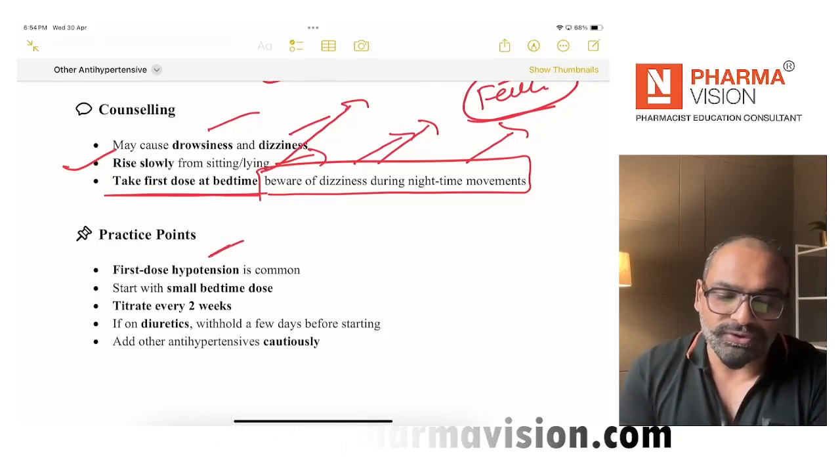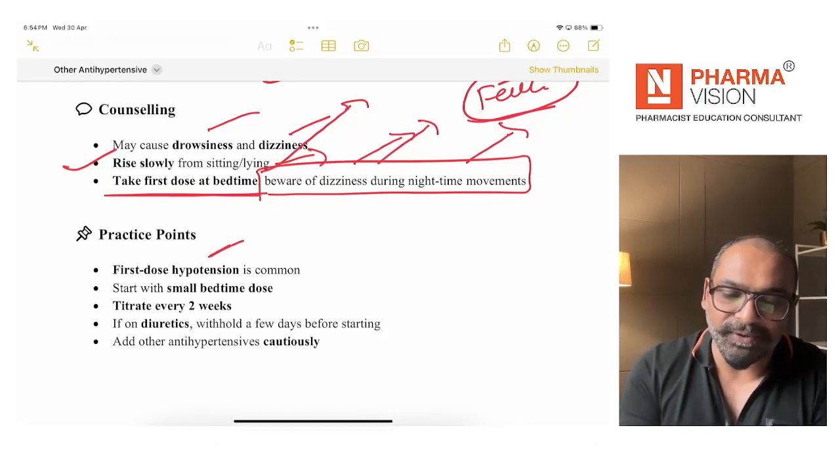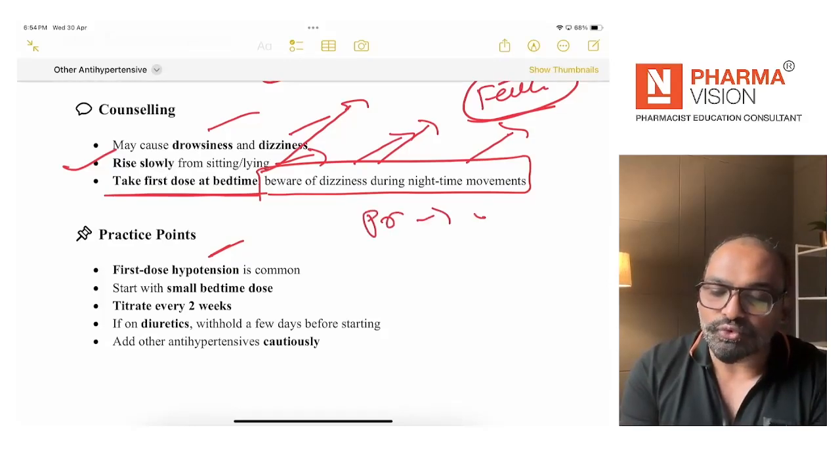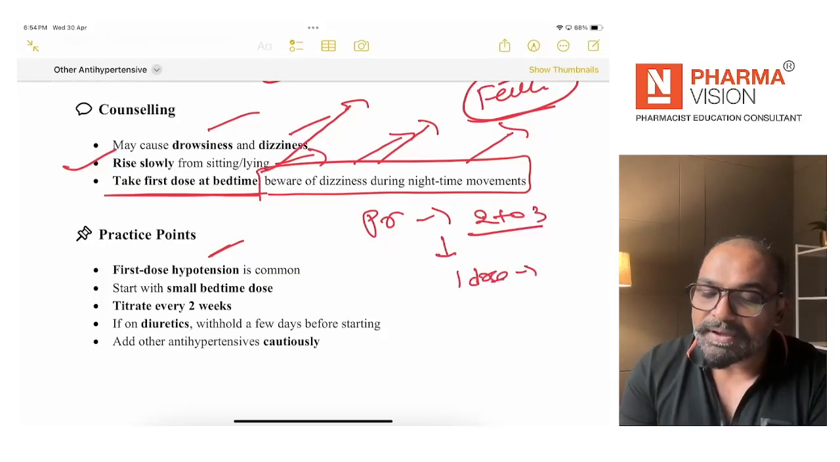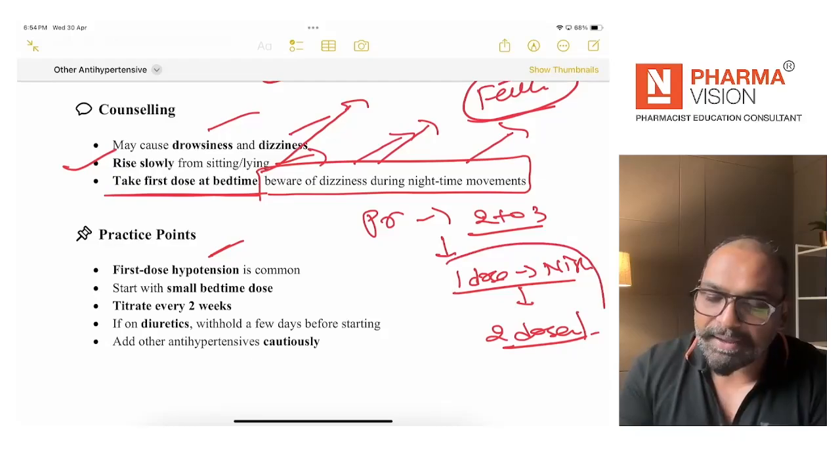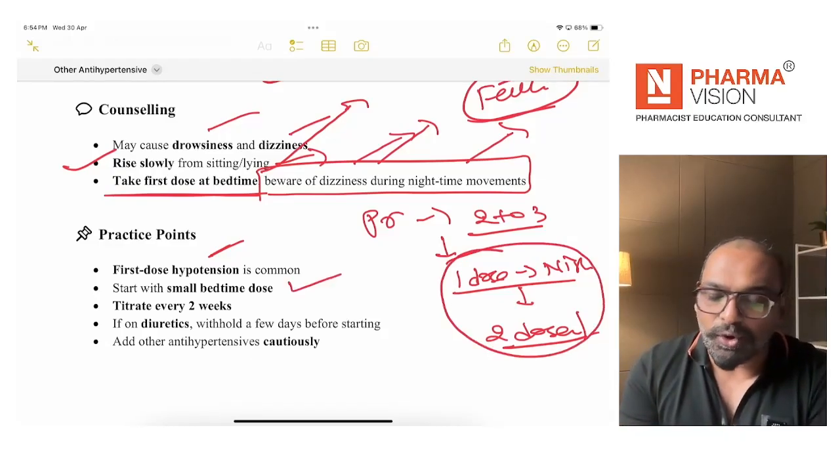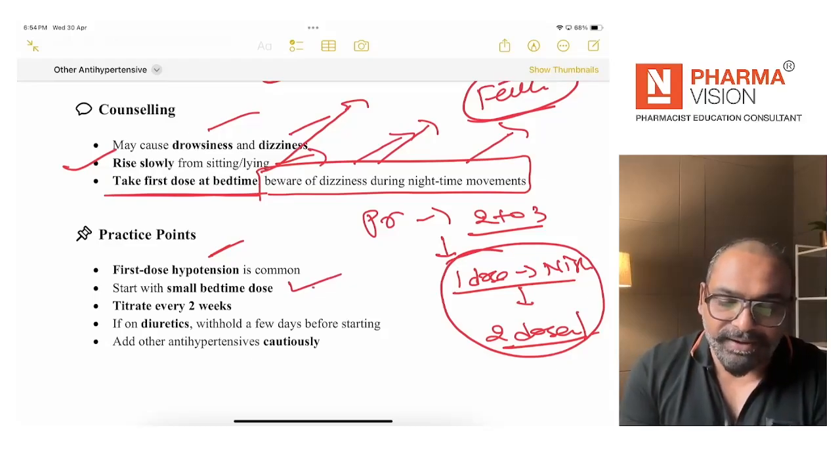First dose hypotension is common, that's why we have to start carefully. For example, prazosin is given 2 to 3 times a day. Initially we can start with one dose at night time, and after 1 week we can add a second dose. That is more practically applicable advice we can give. Start with a small bedtime dose and titrate over 2 weeks, gradually increasing the dose.